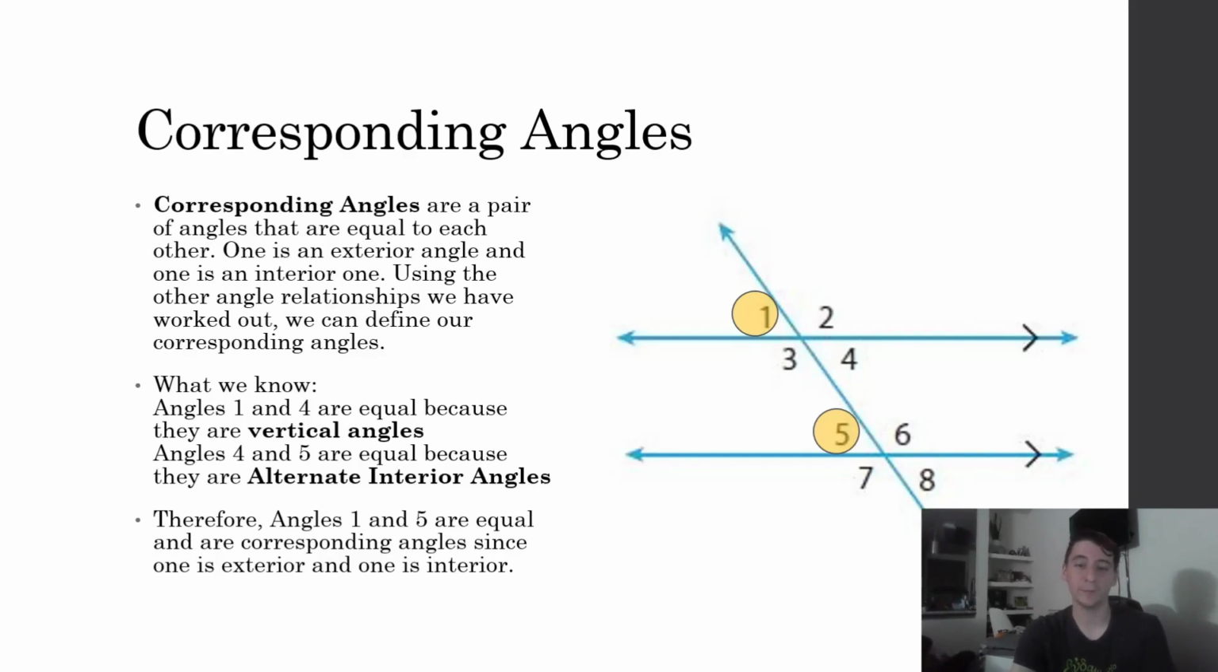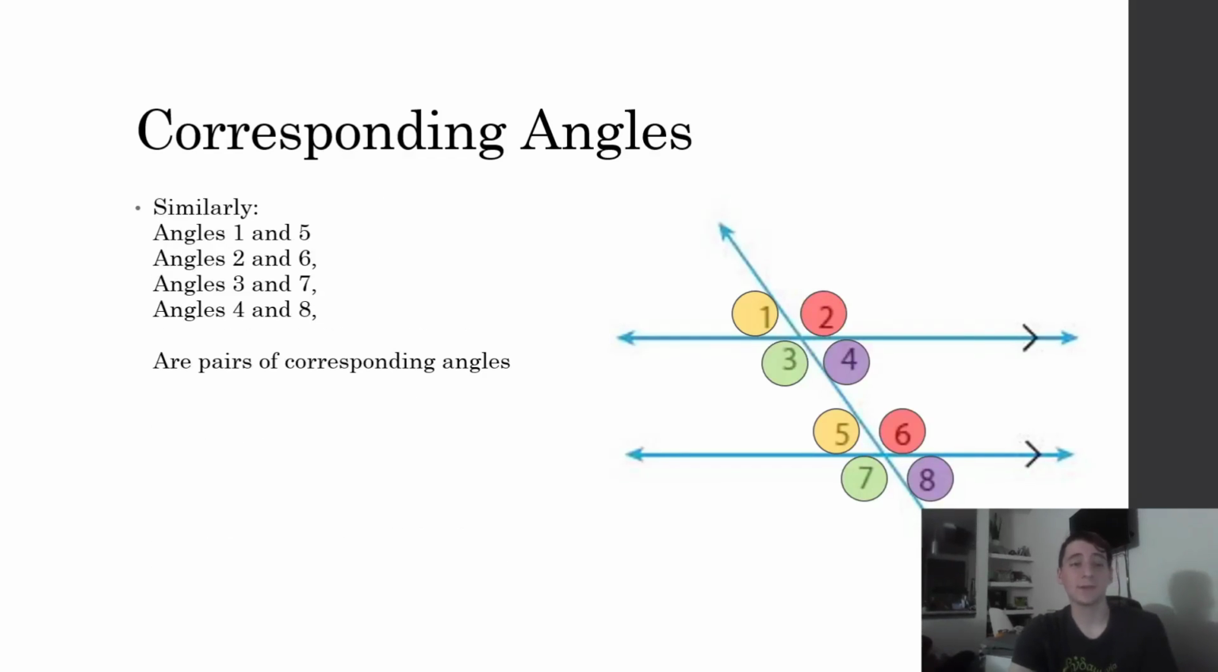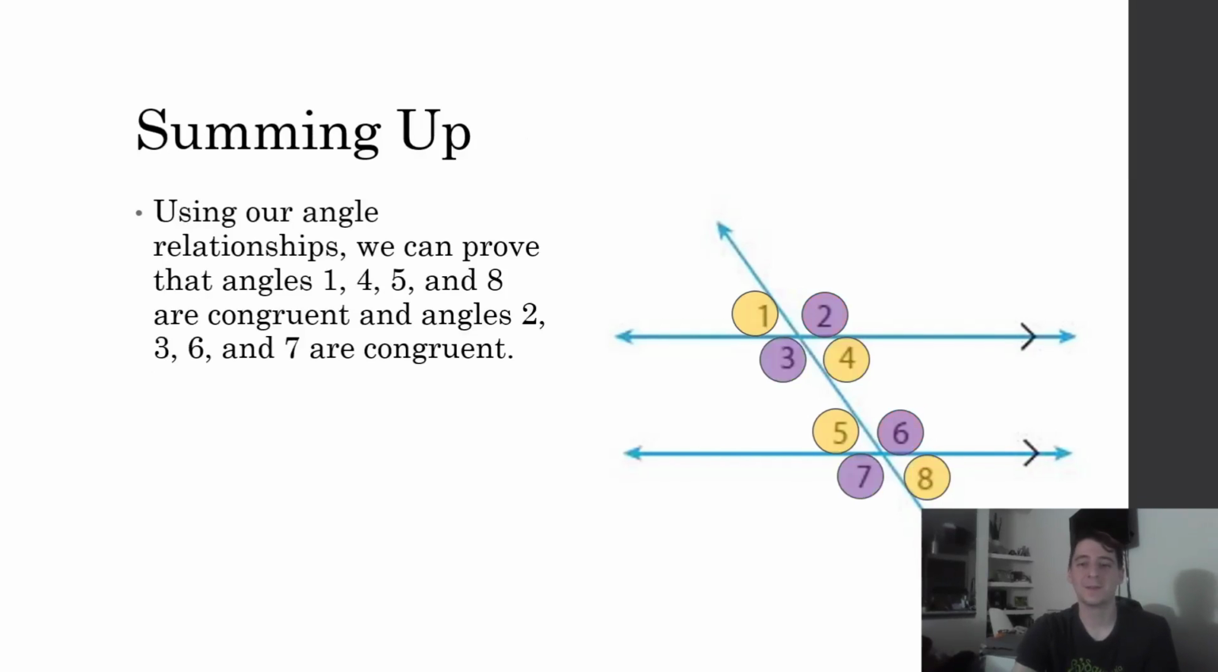We have one interior and one exterior. So similarly, angles 2 and 6, angles 3 and 7, and angles 4 and 8 are the other three sets of corresponding angles. So using these angle relationships, we can prove that angles 1, 4, 5, and 8 are all equal to each other, and angles 2, 3, 6, and 7 are all equal to each other. And if you add any of the purple angles to any of the yellow angles, you will have a supplementary pair, and that'll be 180 degrees.